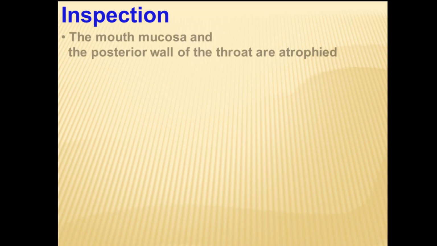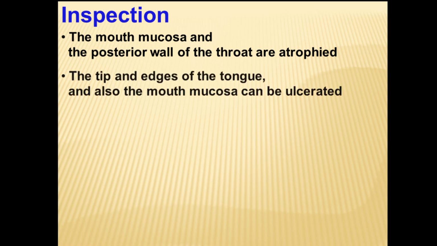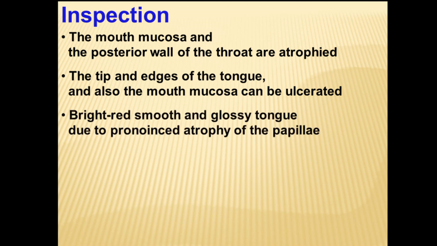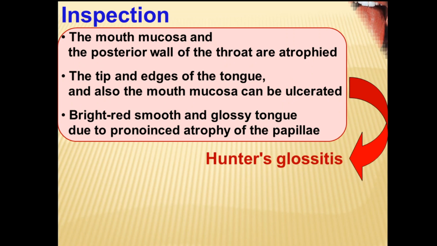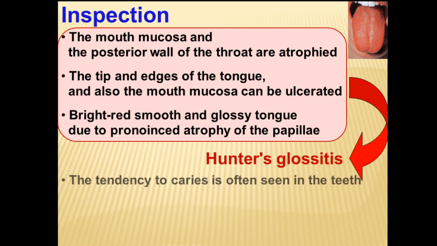On inspection, we pay attention to examination of the oral cavity, and we see that the mouth mucosa and throat are predisposed to atrophic process. The tongue becomes smooth, bright red due to pronounced atrophy of the papillae. We are talking about Hunter glossitis. The atrophic process in the oral cavity is called Hunter's glossitis.